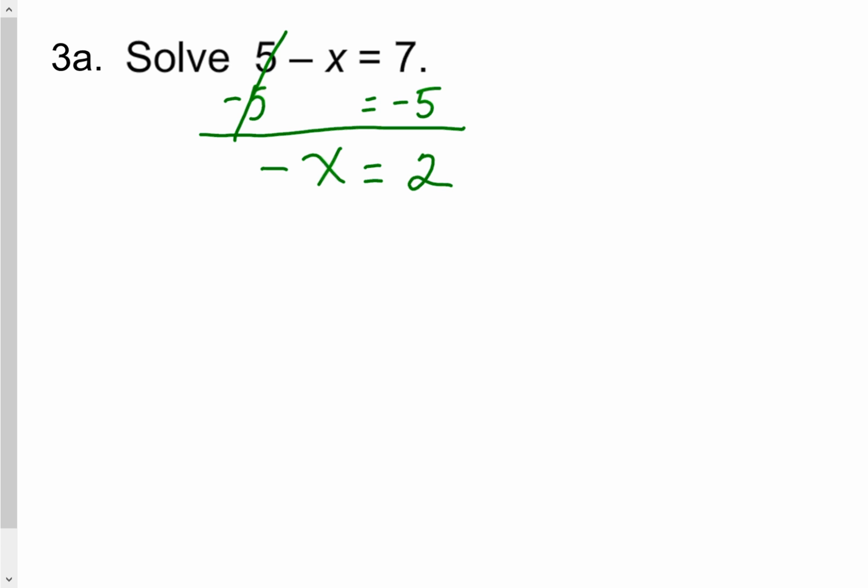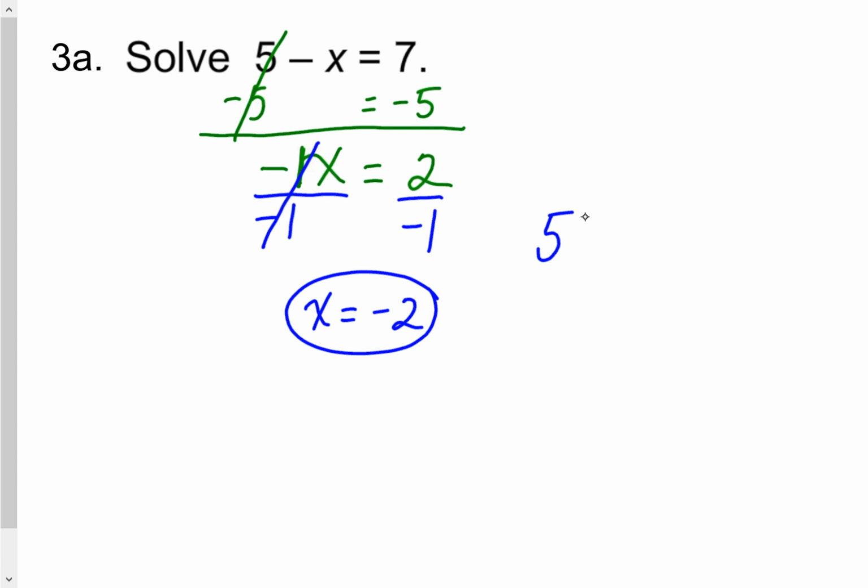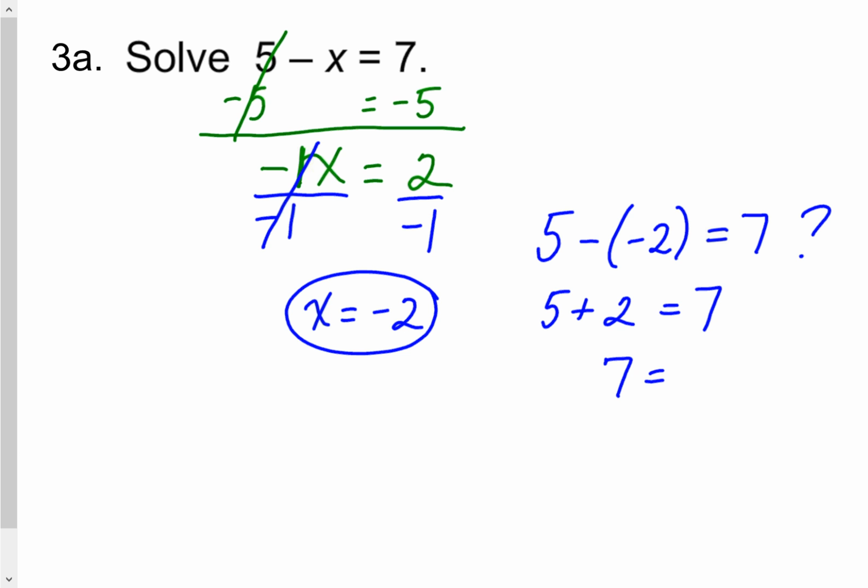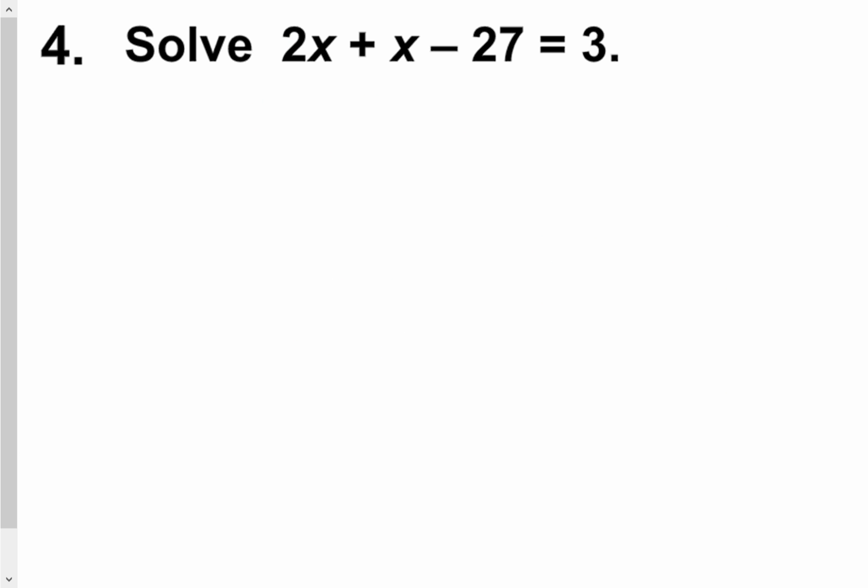Again, we have to understand that if it doesn't have a number in front of the variable, it's understood as 1. So this is negative 1 times x. So to undo that, I'm going to divide by negative 1. So negative 1 divided by negative 1 is just 1. So x is going to equal negative 2. And again, check it again. So if I say 5 minus negative 2, does that equal 7? Well, 5 plus positive 2, that equals 7. So 7 equals 7. Okay? Alrighty. So let's continue on.